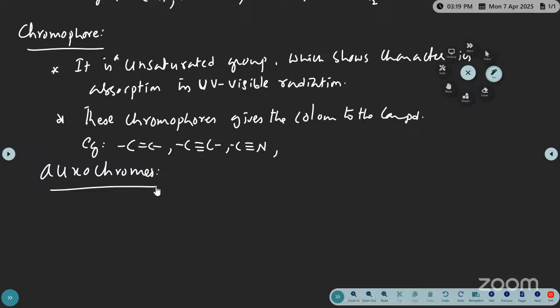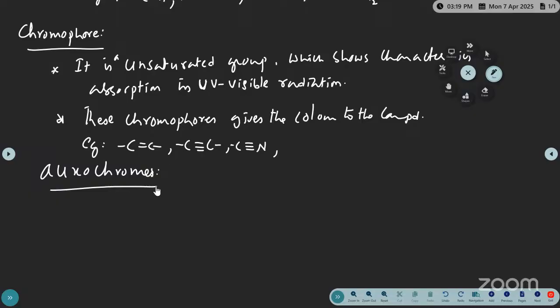By themselves, these substances do not absorb the radiation. But when they are connected to the chromophores, the wavelength increases.